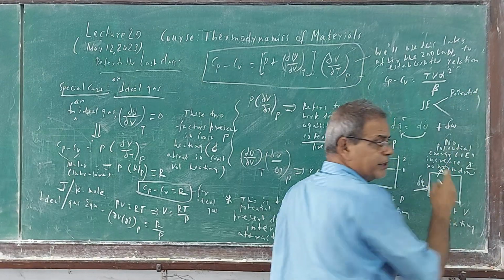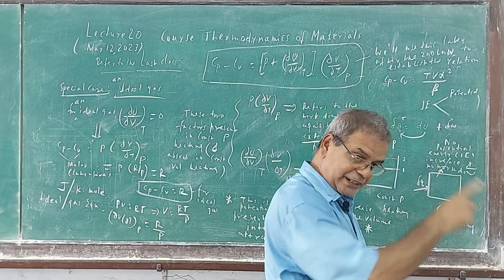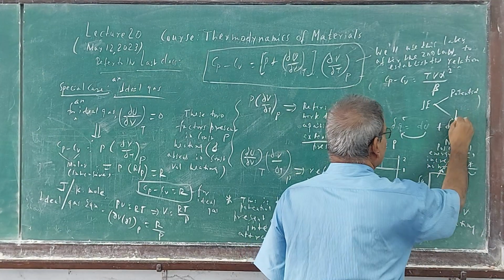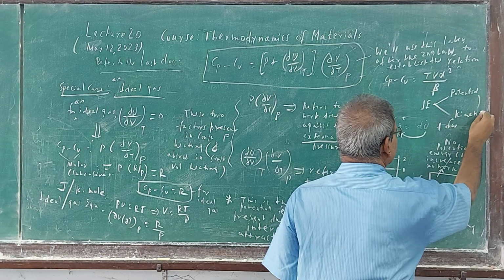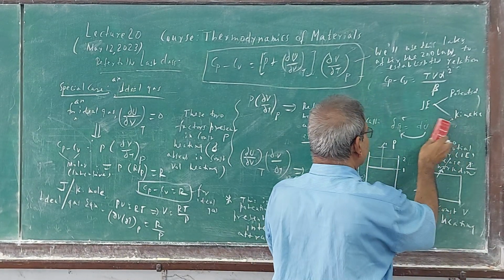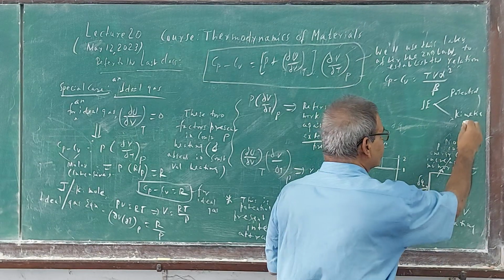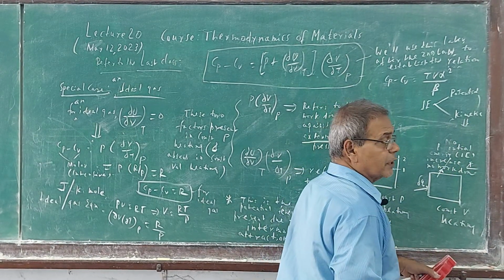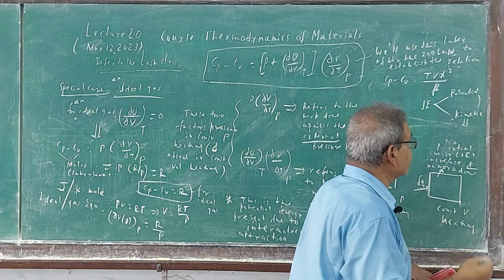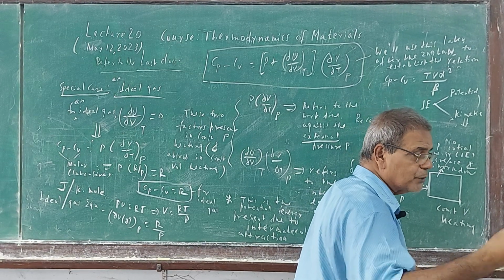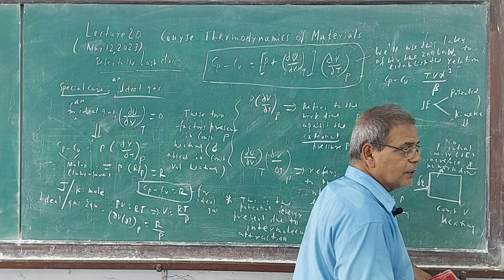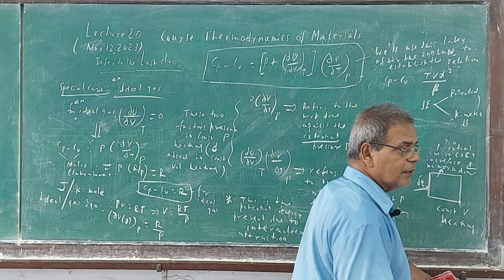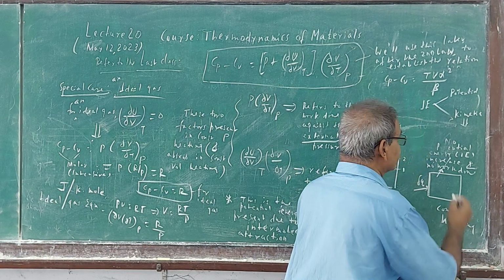You see, in the first law of thermodynamics, when I started, I said one is potential, another is kinetic. Now, kinetic involves what? There are three types of kinetic: translational, rotational, vibrational.